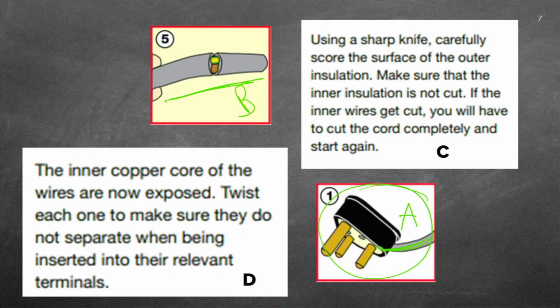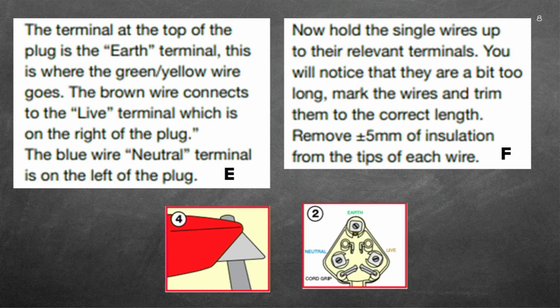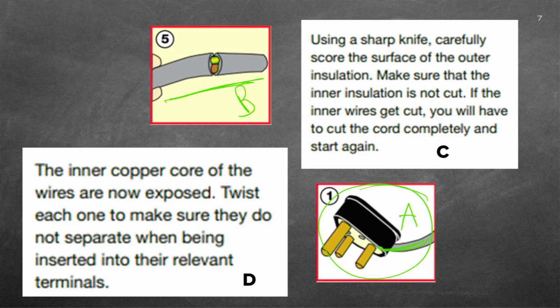Right, so if we look at C, it says using a sharp knife, carefully score the surface of the outer insulation. So I'm going to go along here, and over here I can see, here is my sharp knife. It's a special type of knife, and there is my cable that has insulation around it. So we can see that this obviously goes with C, and if I pop back to C, I can say diagram 4 goes with it.